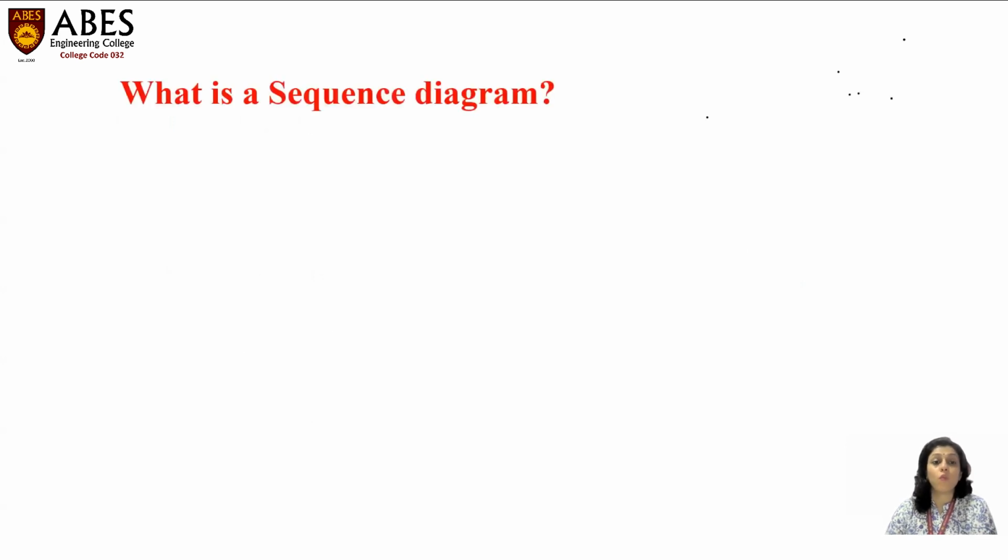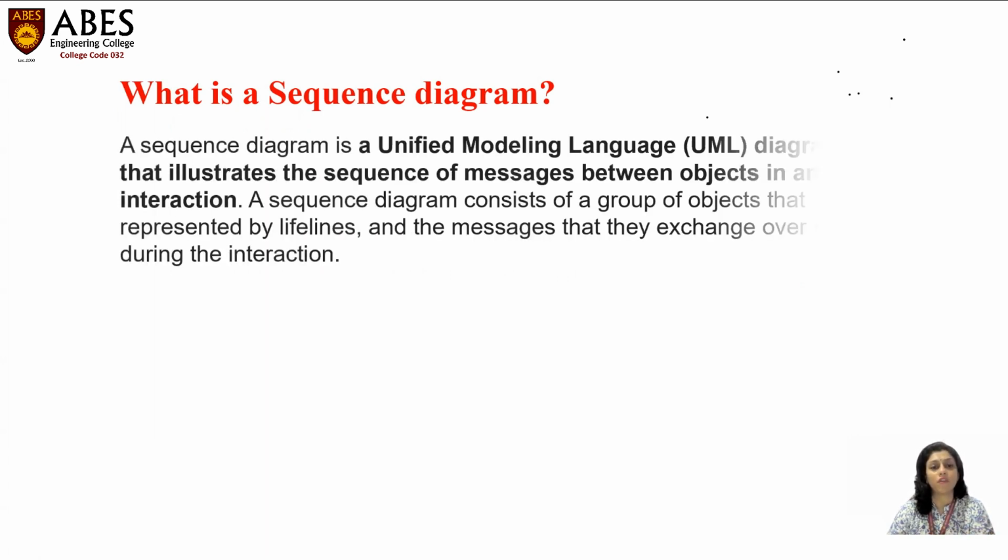Now, first of all, what is a sequence diagram? As the word suggests, sequence means we are identifying or detailing certain steps or a sequence in a particular diagram. So here in interaction modeling, different objects will be identified, and the communication which takes place between these different objects would be taken care of.